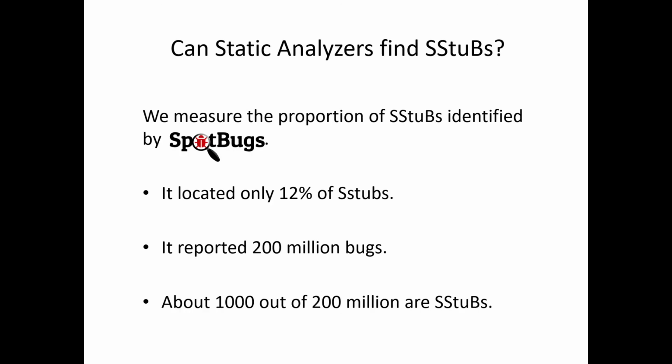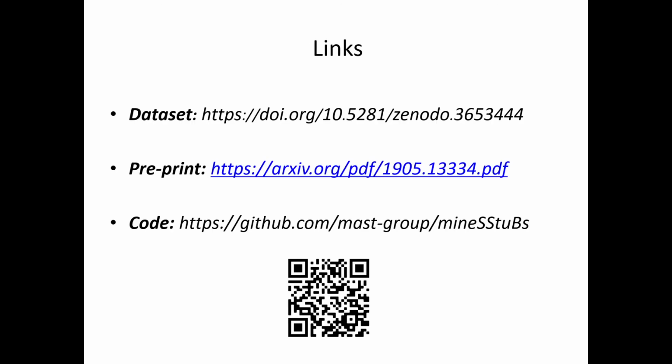The final experiment we did was to see if static analyzers could easily spot stubs. We used SpotBugs, but unfortunately it wasn't very good at locating those, and it could find a maximum of 12% of them. But it also reported 200 million bugs.